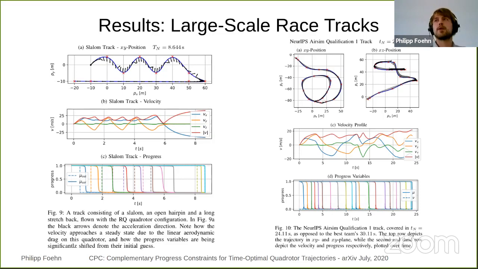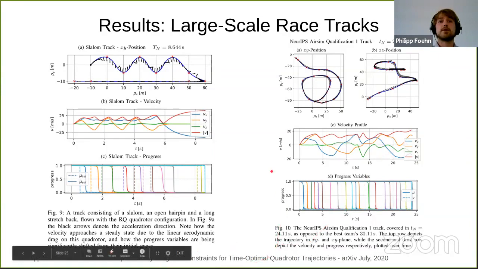Now, we also performed additional evaluations comparing our work to other state-of-the-art approaches. We also investigate the behavior of non-convex formulations under different initializations. And we even give a qualitative comparison to some human flown trajectories. But all of this would probably go a bit past the time of this presentation. And therefore, I would like to mention that this is all going to be in an arXiv paper coming out later today or probably tomorrow. And it's called Complementarity Progress Constraints for Time-Optimal Quadrotor Trajectories.